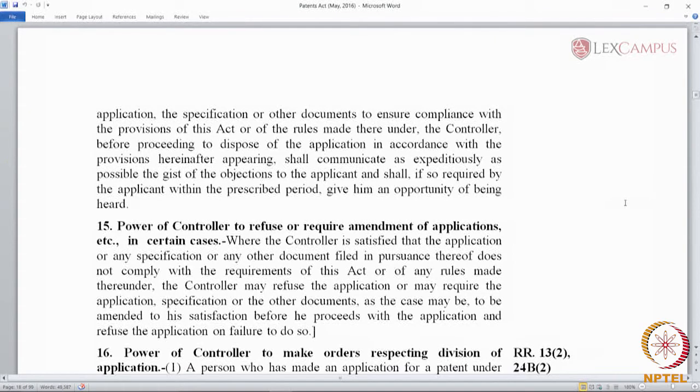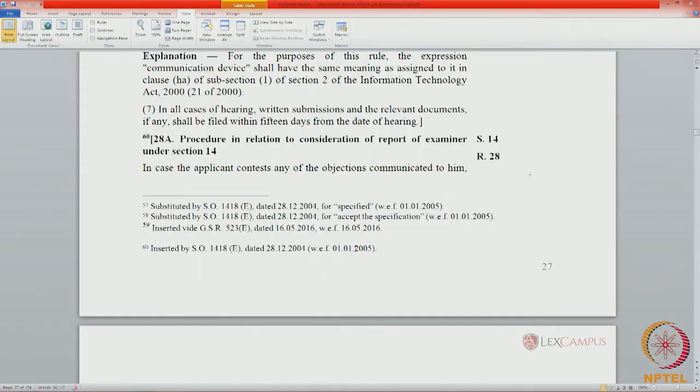Whereas section 15 gives the controller the power to pass order. The power to refuse an application comes under section 15. Rule 28A, procedure in relation to consideration of report of examiner under section 14. We had seen that the examiner sends a report to the controller under section 14.